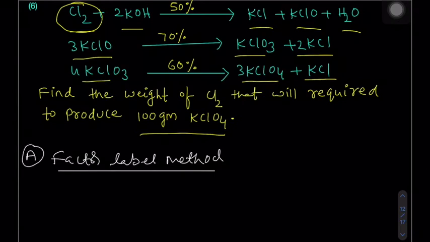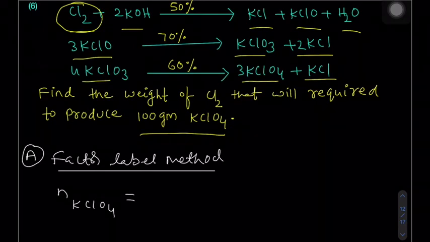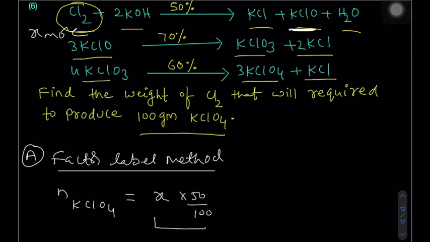Here is the number of moles of potassium perchlorate, KClO4. Now what is the weight of chlorine? That is to be found out. Let's suppose the number of moles of chlorine is X moles. 1 mole of Cl2 will give 1 mole of KClO. X moles of Cl2 will give X moles of KClO, into percentage yield of 50%. So up to here you will get the number of moles of KClO.